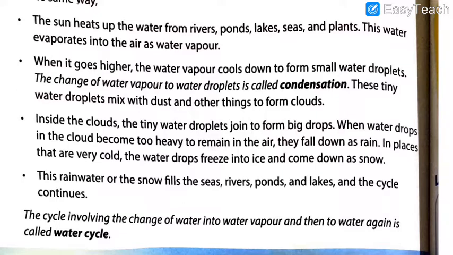Why do only the dark clouds form the rain? This is the only reason, because water mixes with the different dust particles. Inside the clouds, the tiny water droplets join to form big drops. When the water drops in the cloud become too heavy to remain in the air, they fall down as rain. So now I hope students you understood how the formation of rain happens.